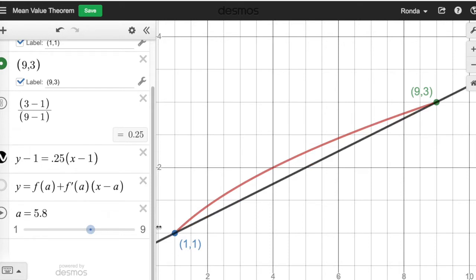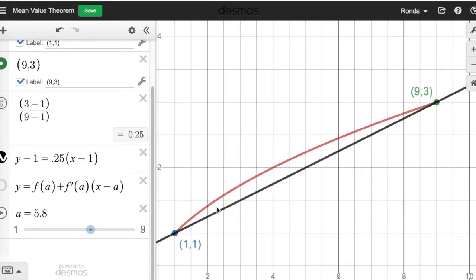And essentially, this isn't my tangent line, even though it kind of looks like it. It's the point slope form. This is the secant line that hits (1, 1) and (9, 3), okay? Now the slope of this line we just calculated was 0.25. What the mean value theorem says is that the slope of this line doesn't have to be 0. The slope of this line can be anything.